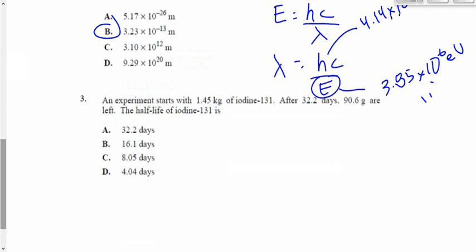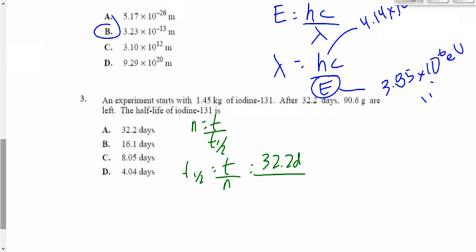And finally, number 3 says an experiment starts with 1.45 kilograms. After 32.2 days, 90.6 grams are left. What's the half-life of iodine-131? We want to find T1/2. To find T1/2, we say n is equal to t over T1/2, so T1/2 is equal to t over n. So this is 32.2 days divided by, we don't know what n is. You want to find n by the other equation. You can use logs, or we can use the divide by 2 method.